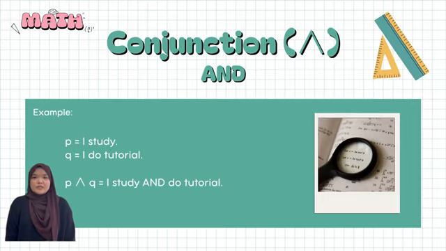The second symbol is conjunction. For example, P: I study, Q: I do tutorial. P conjunction Q will be I study and do tutorial.